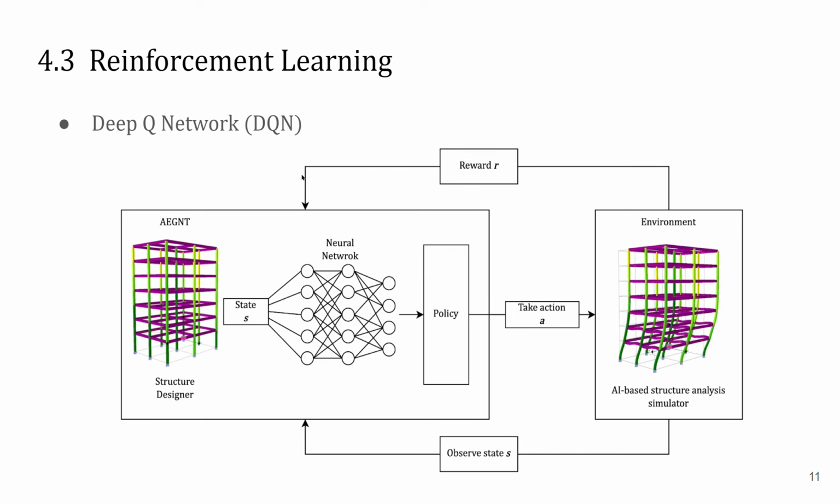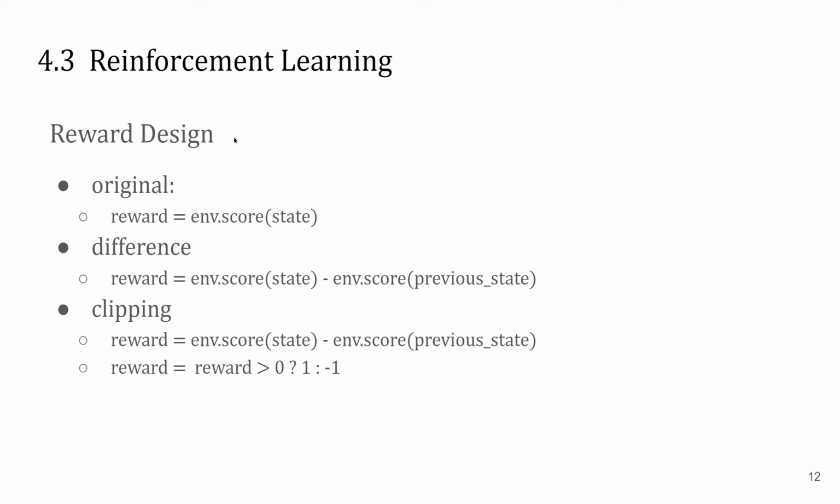Finally, we also formulate our problem with reinforcement learning, where we mainly focused on deep Q learning network. Our agent is a structure designer, and the environment is the structure analysis simulator. In our case, state is the design of the structure, while action is the beam column section that the agent can select. After the agent takes an action to choose an element section, the environment then will give a design score as a reward. How to design the reward is important. We propose 3 calculations for our problem.